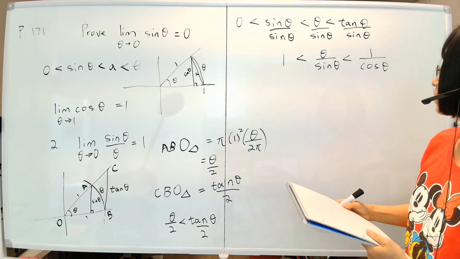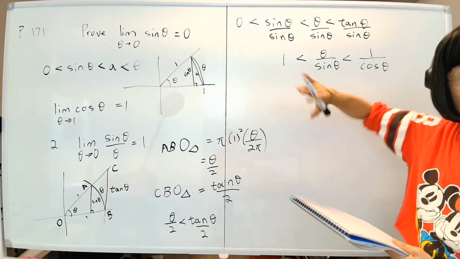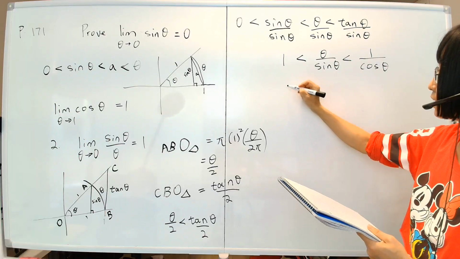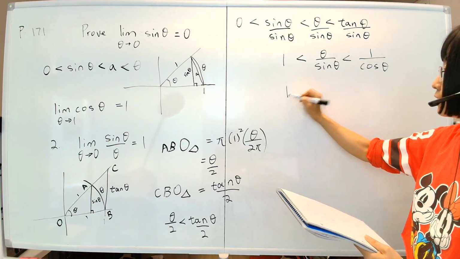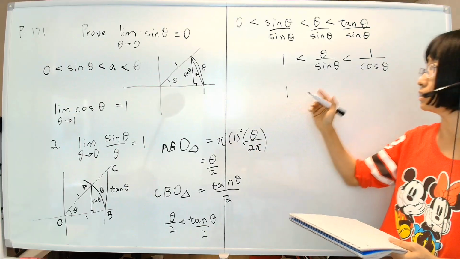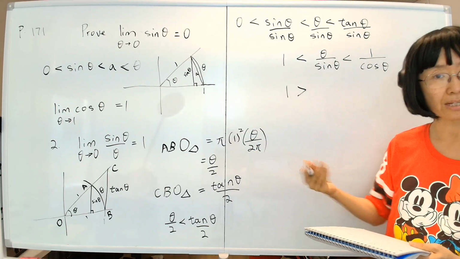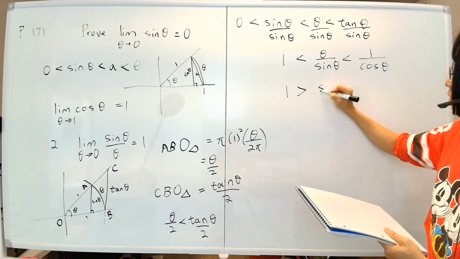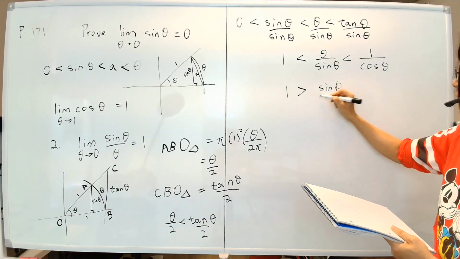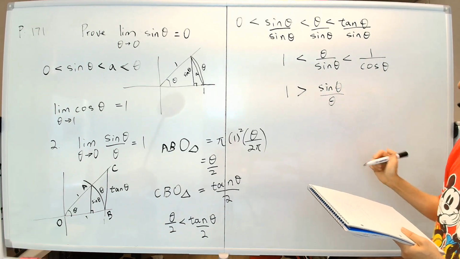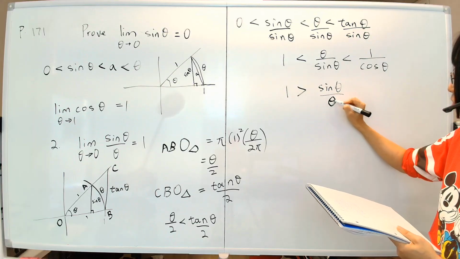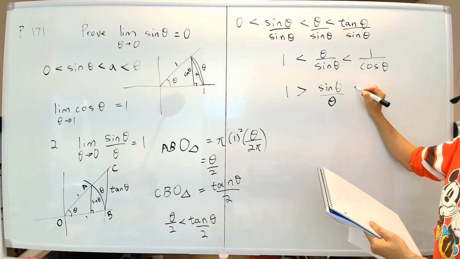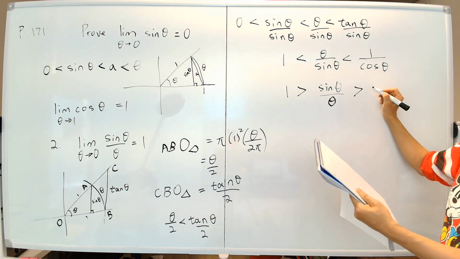And now we're getting close. Now we're going to flip everything upside down. If you flip everything upside down in a fraction, the inequality sign has to reverse. So then this becomes sine theta over theta, which is bigger than cosine theta.